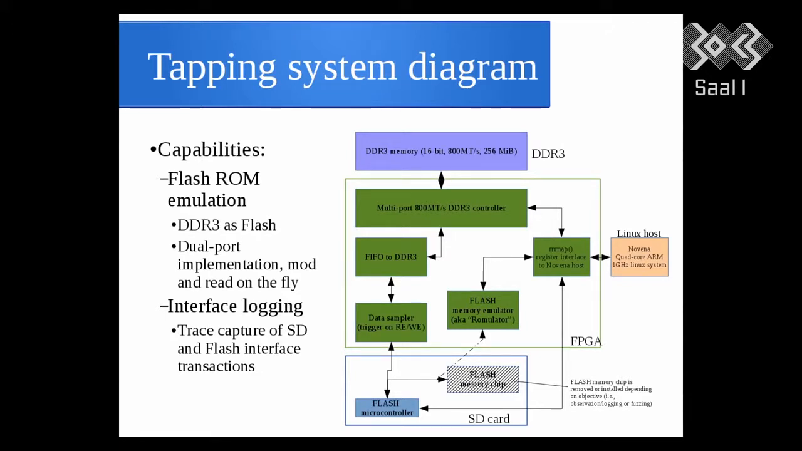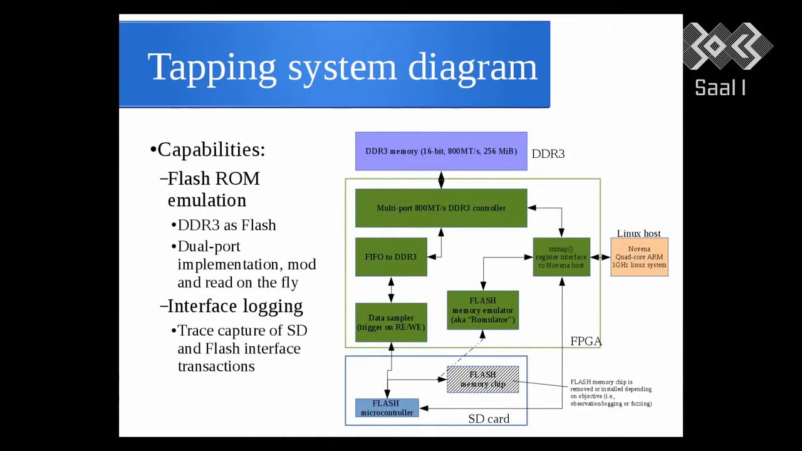The tapping system diagram, you can see here, this is sort of like a block diagram of what's on the inside. The green stuff is all in the FPGA. The pink stuff on the right, or salmon or orange, I don't know what it is, is the Linux host. It talks through a memory mapped register interface. And then on the bottom side is where the SD card is. For the SD card, we can either override the memory of the flash chip and do what we call a ROMulator. We use the DDR3 memory to emulate about 256 megabytes of flash memory, or if we want bigger, we just loop it over and over and just record when addresses are out of range. Or we can just do a logic analysis with it.